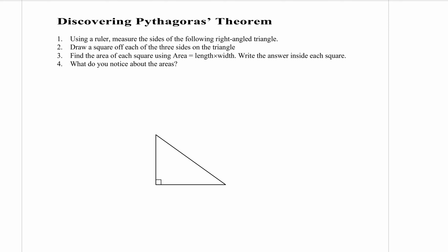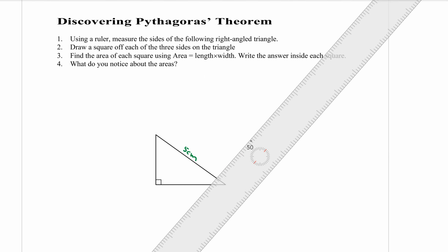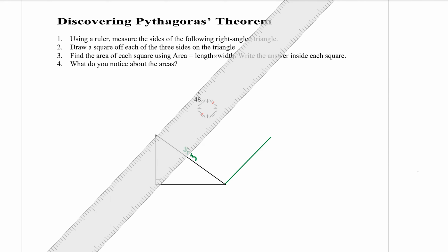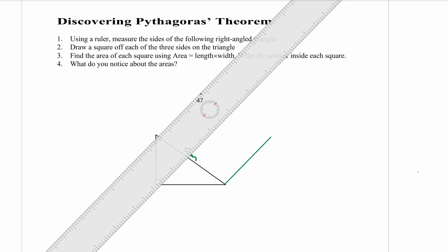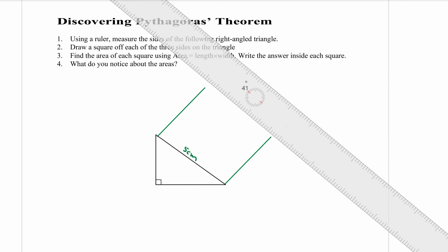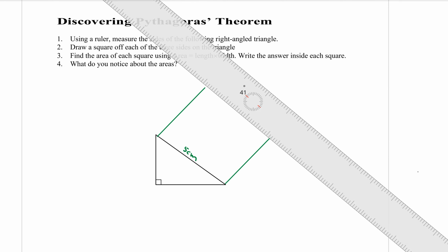So if you measure this side here, it works out to be 5 centimeters. Okay? Now, if you were to draw, it says in step 2 there, draw a square off each of the 3 sides. So if you have a straight edge of any kind, you could try to approximate this. You want to draw a square coming out from there. So it'd be 5 centimeters long each way. That's not to scale, but anyway.